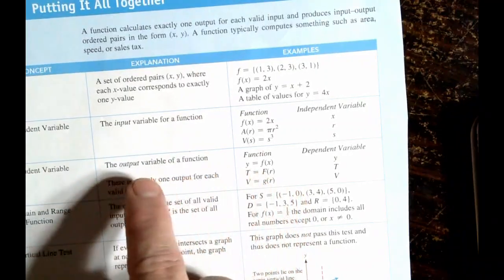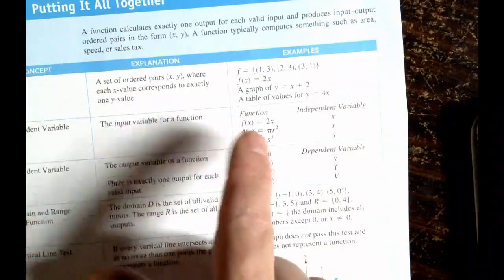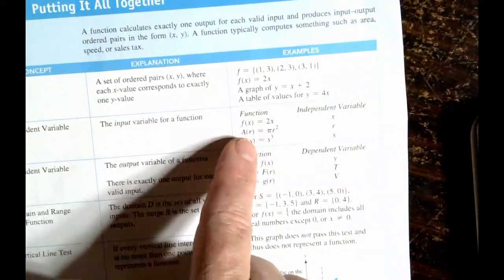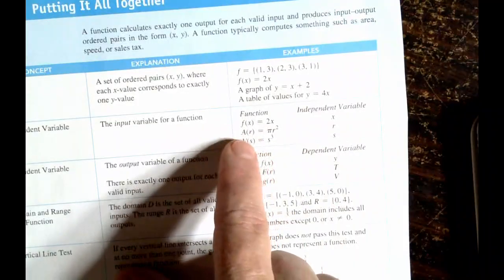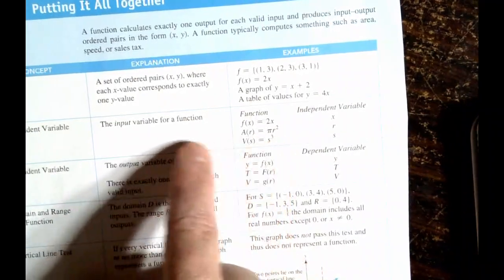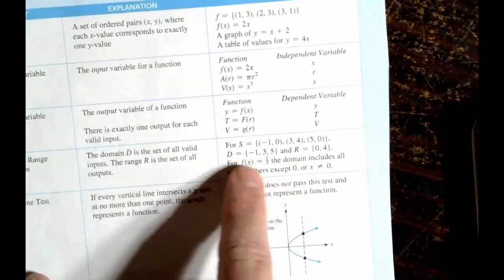Now why is the y dependent? Because it's dependent on what x you choose. You choose a specific x, and then you get a very specific y. So the x is controlling this thing. Whatever x you choose dictates whatever y you get. Okay? And the domain is simply the x values, and the range is the y values. And then the vertical line test to see if something is a function or not.